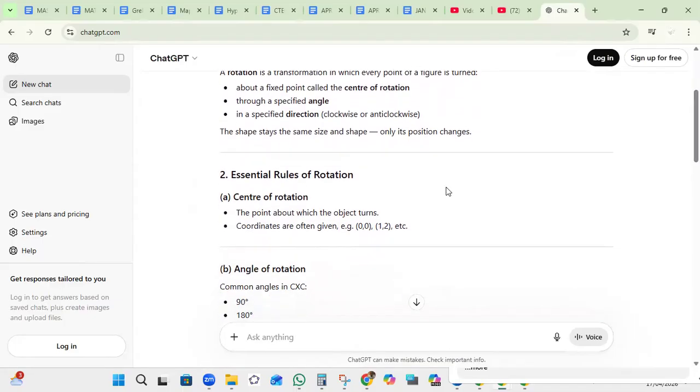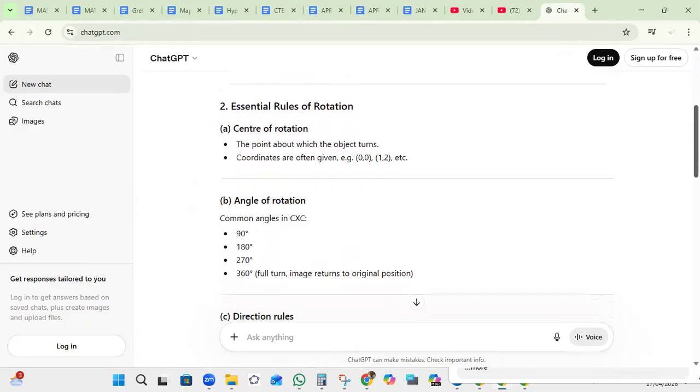So essential rules of rotation: center of rotation, the point about which the object turns. Coordinates are often given, for example 0, 0, the origin, that's very popular, and other points may be provided, but the most common is 0, 0. So most likely, if it's a rotation question, the center of rotation may be 0, 0.